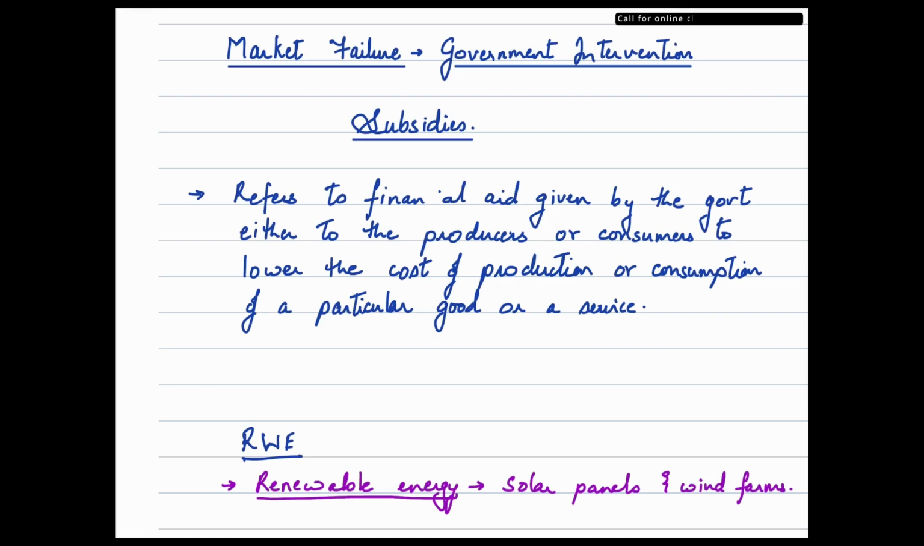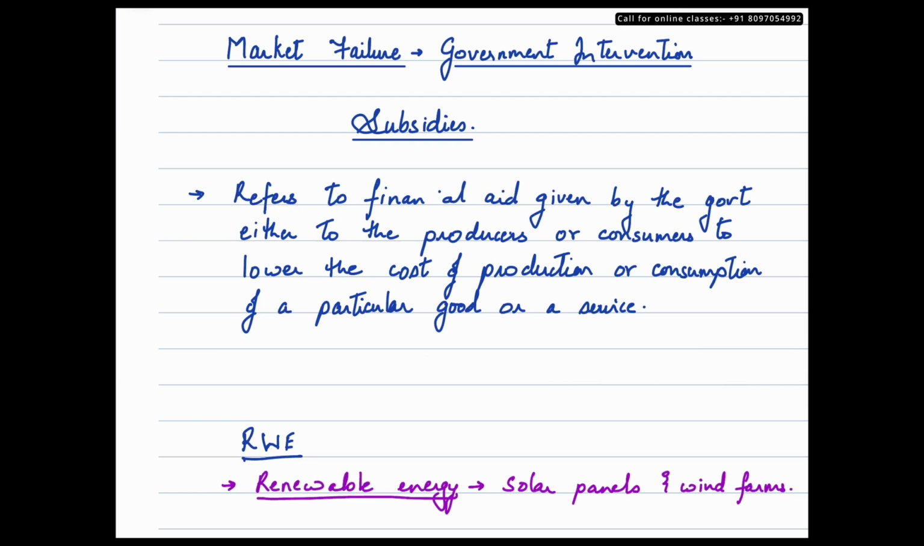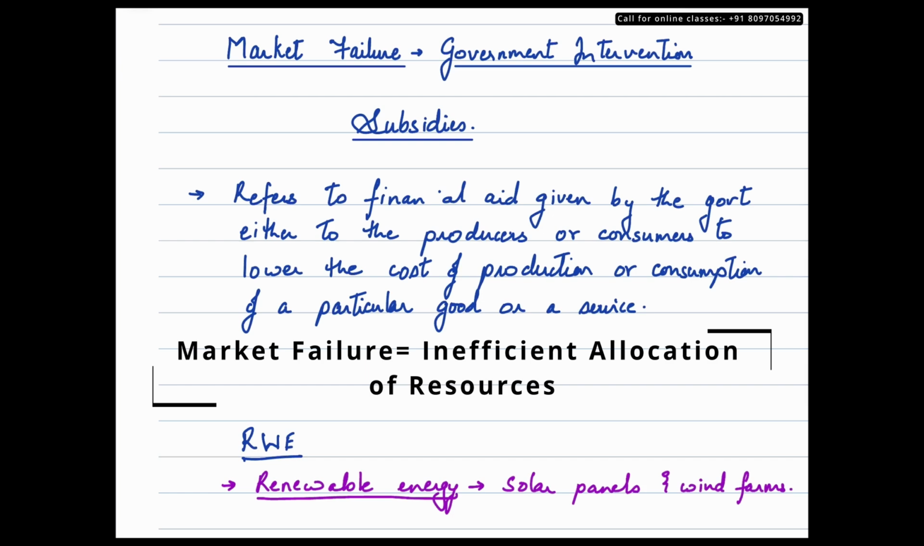Now before we talk about subsidies, let's do a quick recap, because subsidies would only make sense when you understand the problem subsidies are trying to solve. Alright? Now in a free market, prices are determined by the forces of demand and supply, and most of the time the price mechanism works just fine. But many a times the market may go wrong, and that's when market failure happens. So market failure happens when the free market is underproducing or overproducing a commodity, and what that means is that the resources aren't efficiently allocated.